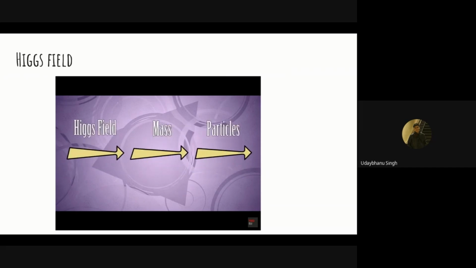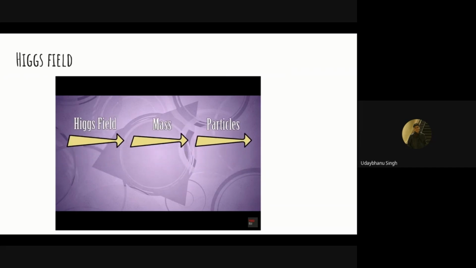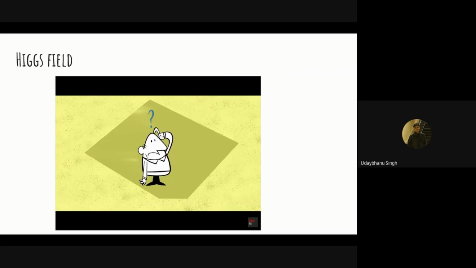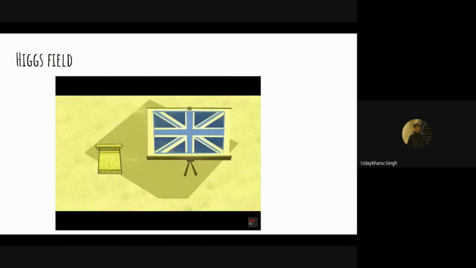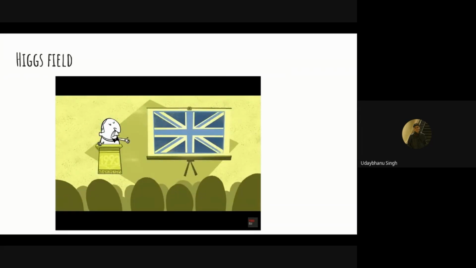But how does this field give mass to particles? If this sounds confusing to you, you're not alone. In 1993, the British science minister challenged physicists to invent a simple way to understand all this Higgs stuff. The prize was a bottle of quality champagne. The winning explanation went something like this.